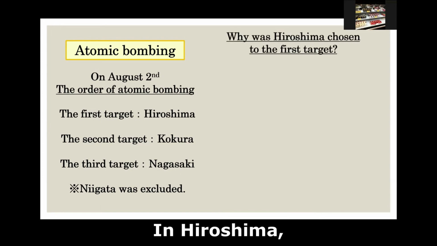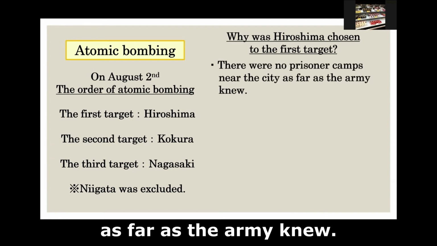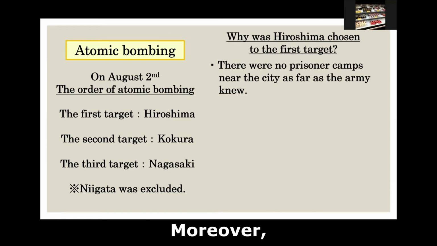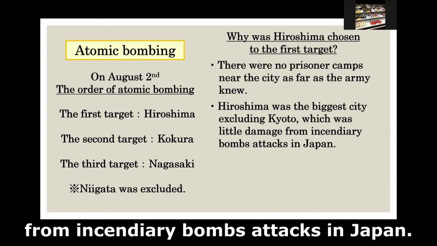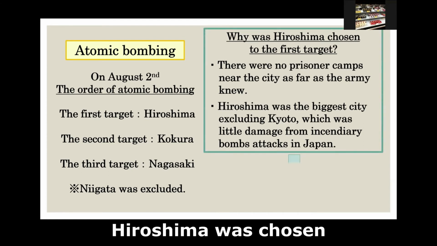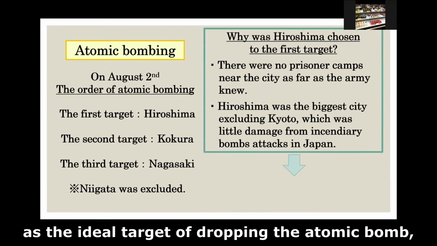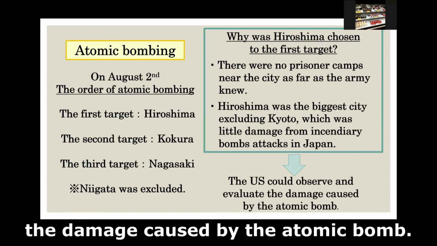In Hiroshima, there were no prisoner camps near the city as far as the army knew. Moreover, Hiroshima was the biggest city in Japan, excluding Kyoto, with little damage from incendiary bomb attacks. As a result, Hiroshima was chosen as the ideal target for dropping the atomic bomb, because the US could observe and evaluate the damage caused by the atomic bomb.